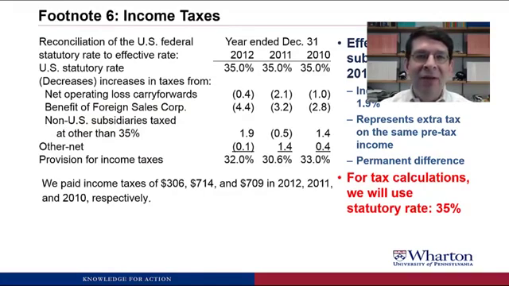But if you were looking at the tax effect of interest or depreciation, then the 32% makes no sense at all because none of these permanent differences have anything to do with interest expense or depreciation expense. So use 35%. Thank you very much. Enjoy the rest of the video.